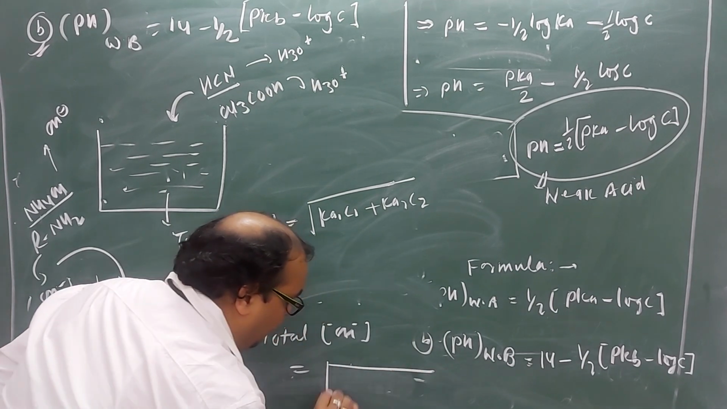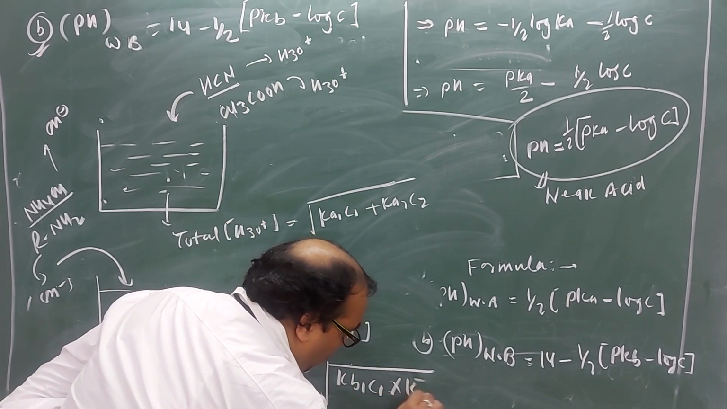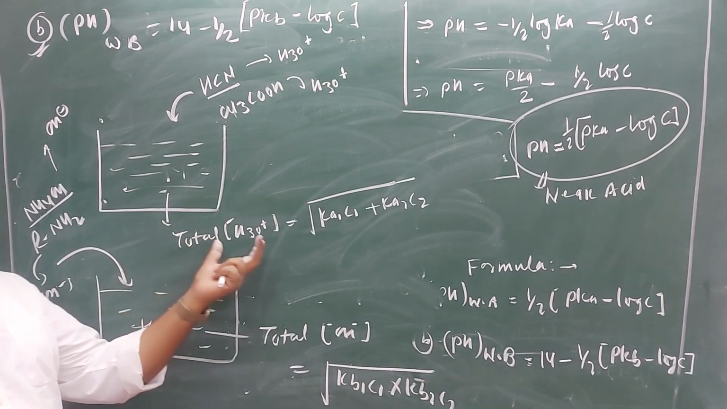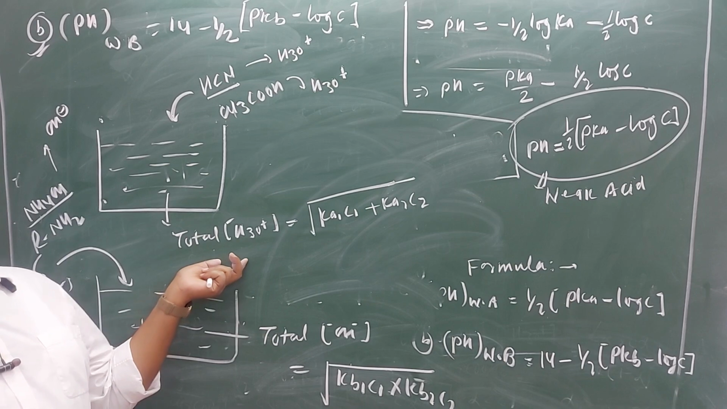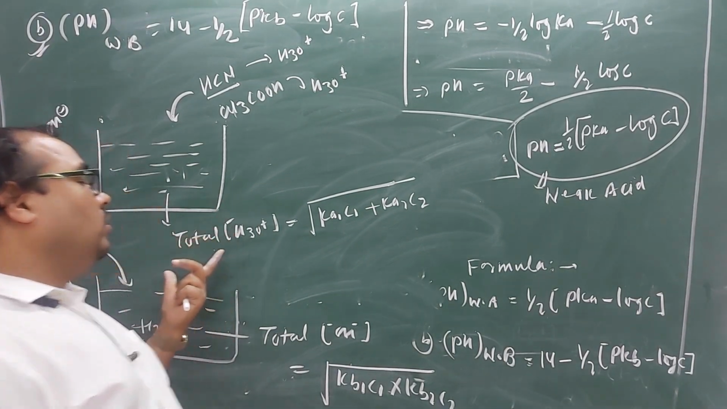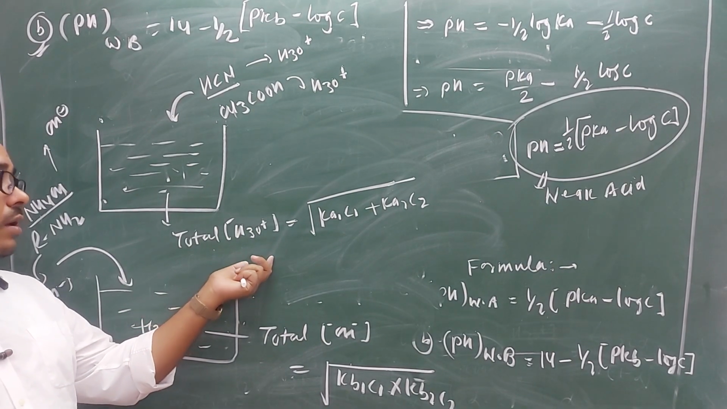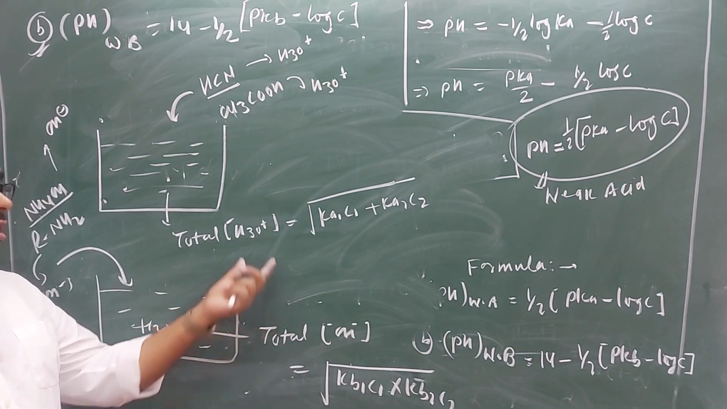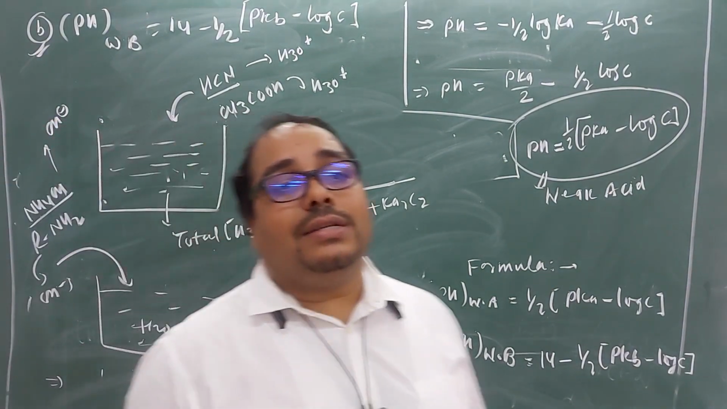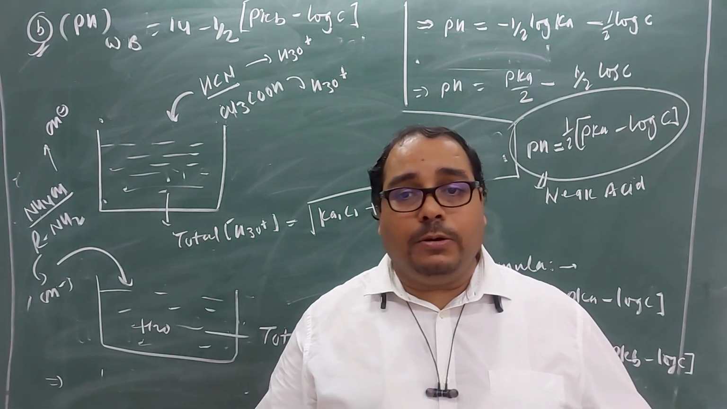That is the root under Kb1C1 plus Kb2C2. So you can even find out the pH. Is it okay? If you get the pH, the minus log hydronium ion, or minus log pOH, you can find out the total hydrogen ion concentration for the weak acid and weak base very easily. Is it clear for everyone?